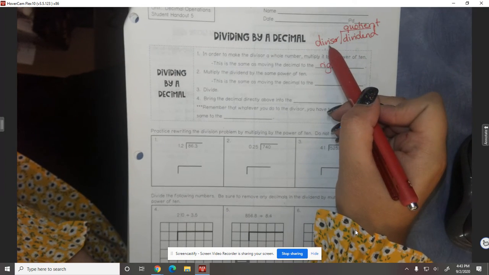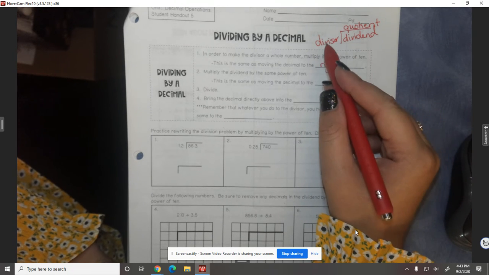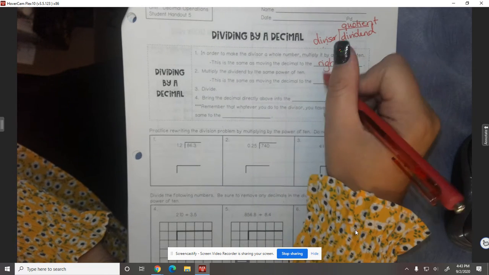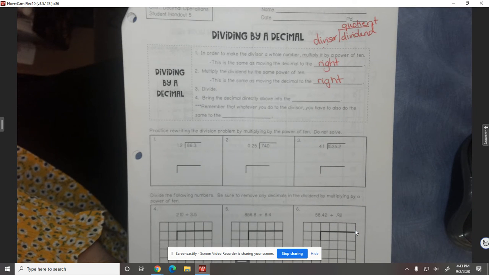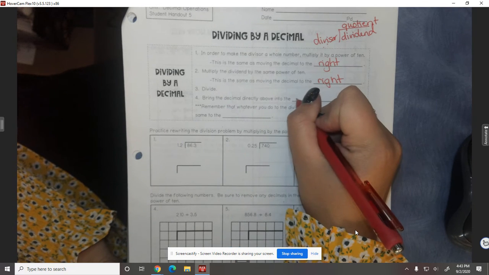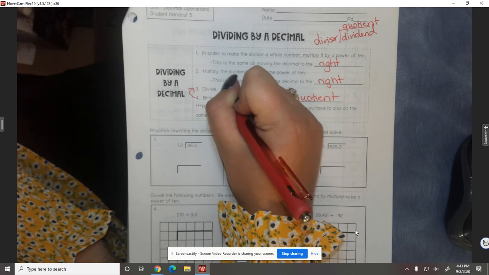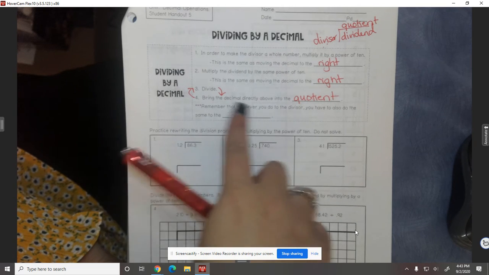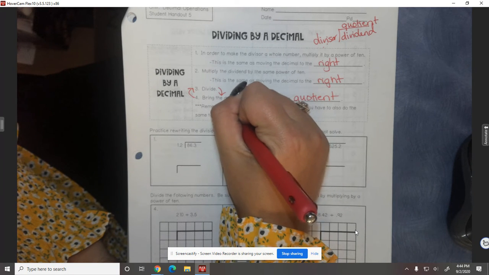If we have a decimal in the divisor, we're going to move it to the right until we get a whole number. Whatever we do in here, we've got to do to our dividend, which is what part 2 is saying. So we're also going to have to move it to the right the same number of spaces. Then we can divide. One thing that they do differently than we do is we go ahead and bring that decimal straight up into the quotient so that we don't forget about it. So you can almost change these because we bring the quotient up first and then we divide. Remember, whatever you do to the divisor, you need to do to the dividend.